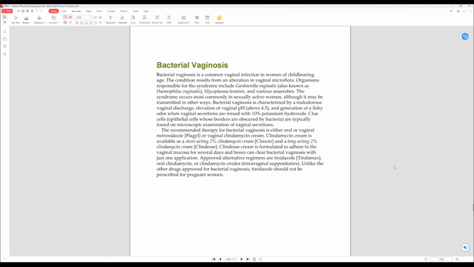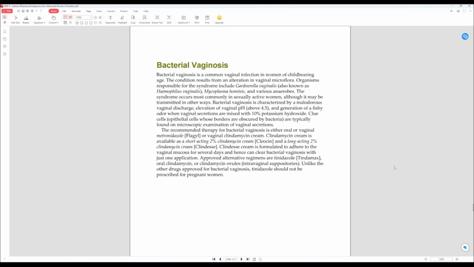Bacterial vaginosis is characterized by a malodorous vaginal discharge, elevation of vaginal pH, and generation of a fishy odor when vaginal secretions are mixed with 10% potassium hydroxide. Clue cells are typically found on microscopic examination of vaginal secretions. The recommended therapy for bacterial vaginosis is either oral or vaginal Flagyl or vaginal clindamycin cream.